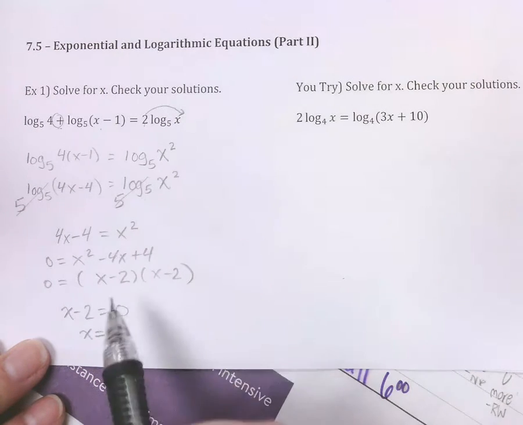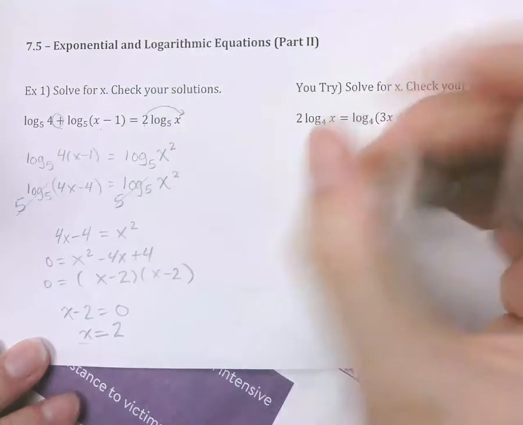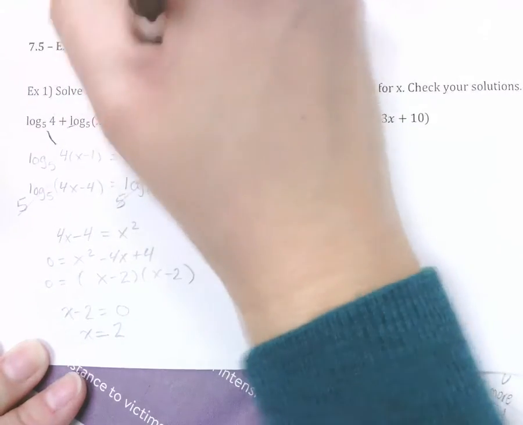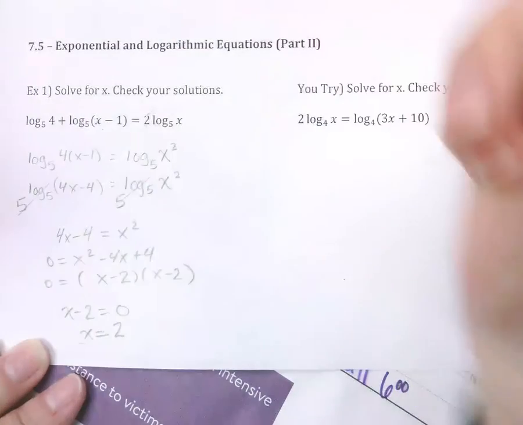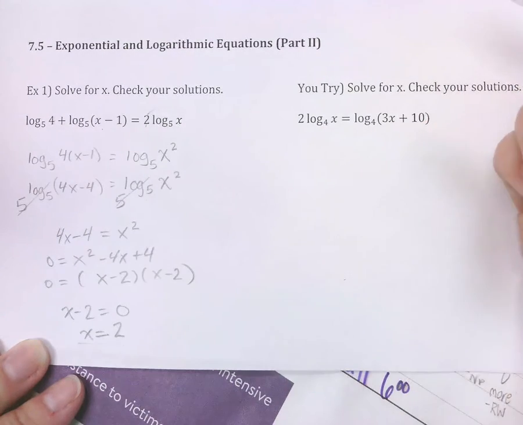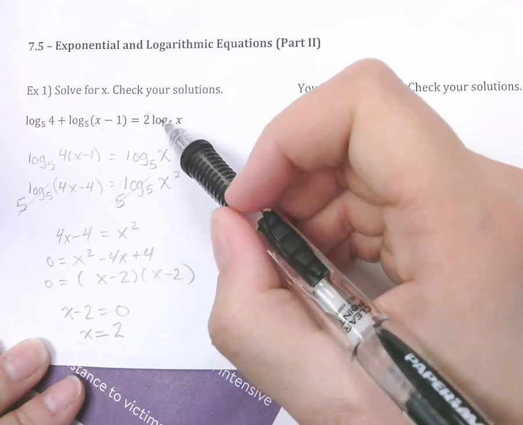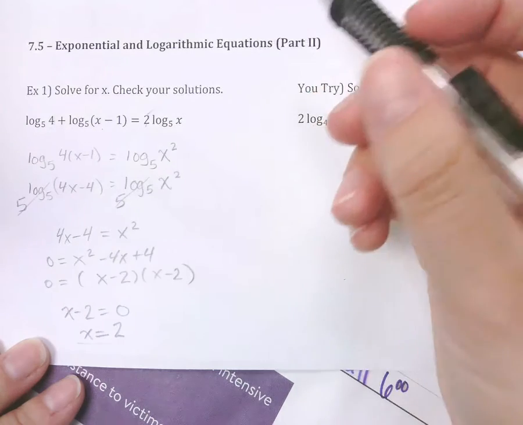After you get your answer, you want to check your solutions. You can use your calculator for that, but you don't really need to. What you're checking is to make sure that your answer aligns with the domain of the logarithm. So remember, we cannot find log 0, and we cannot take the logarithm of a negative number.